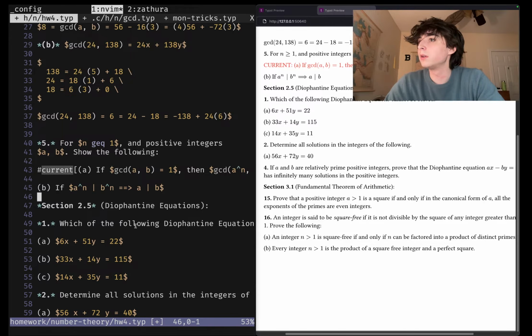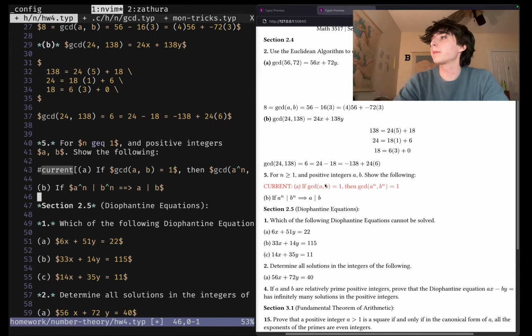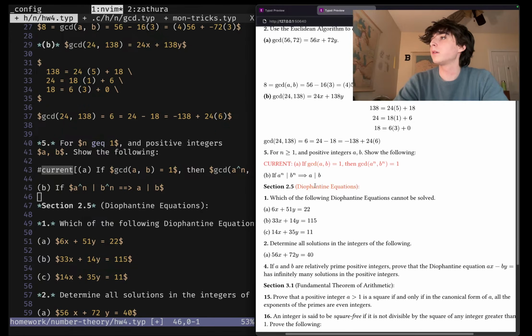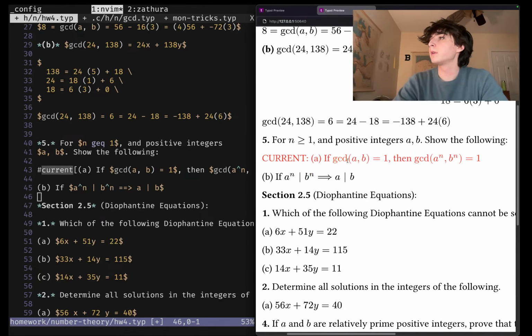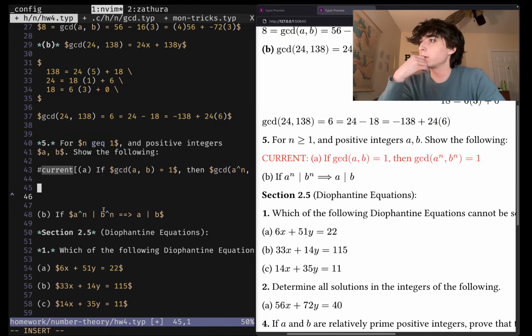All right. And I guess it's kind of weird what we're given and what we're not, but so the current question: if A and B are co-prime, then any powers of A and B are co-prime.